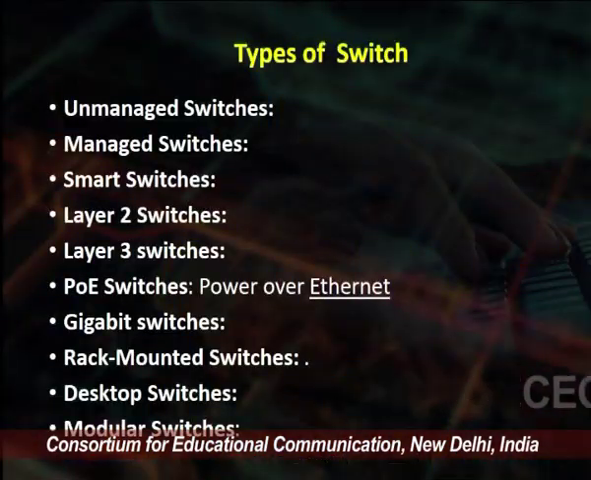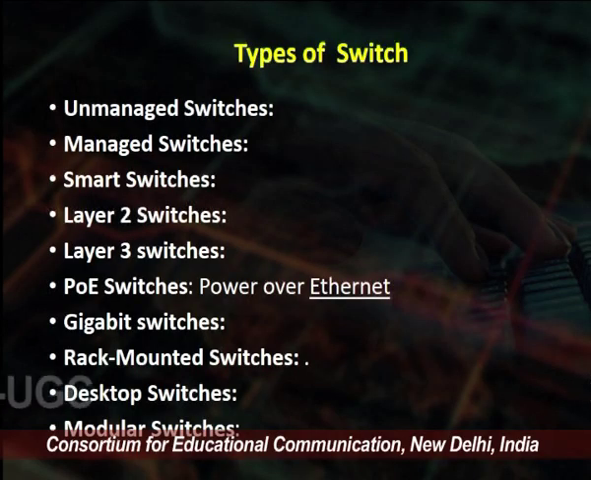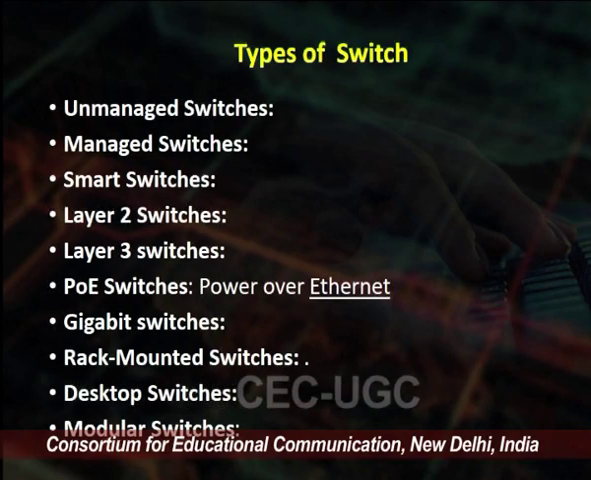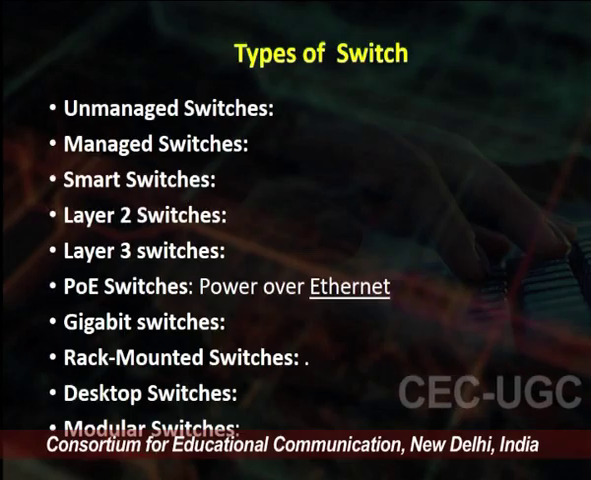There are so many types of switches: unmanaged, managed, smart switches, layer 2 switches, layer 3 switches, then power over Ethernet switches, gigabit switches because of the speed, rack mounted or desktop switches, or even modular switches. These are different types of switches. If you want to go into details, you can find this in any standard book of computer networks.